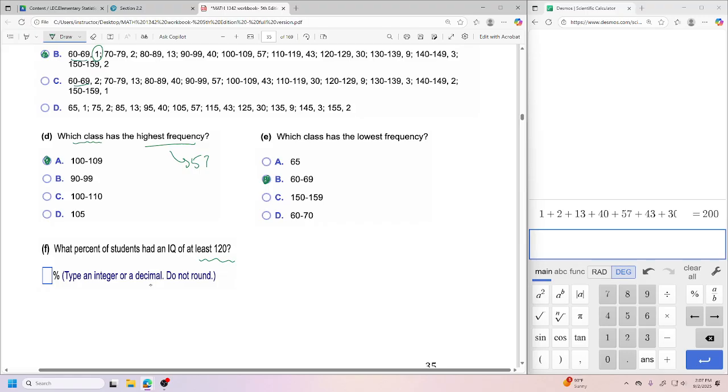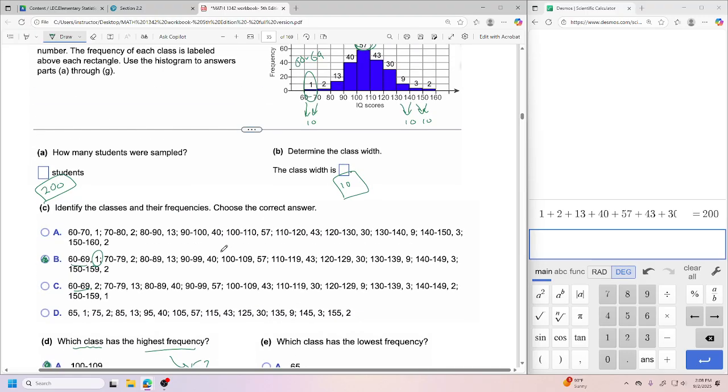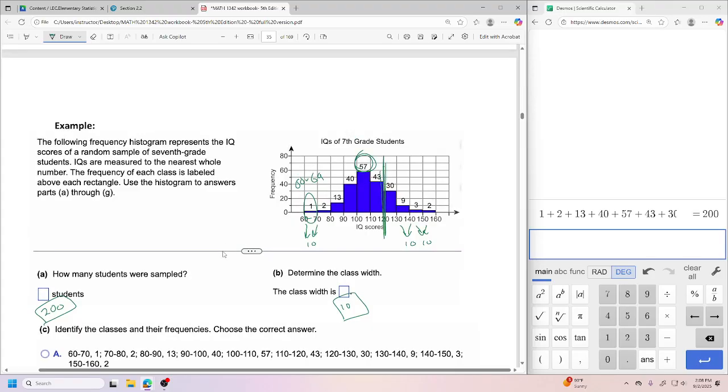And then what percentage have at least 120? Again, at least, what does that mean? 120 and what? 120 and less? 120 and more? What does it mean to have at least 120? Right. What does that at least mean? Like more. Yeah, 120 or more. Exactly. Thank you. So then 120 and more, meaning these groups over here.